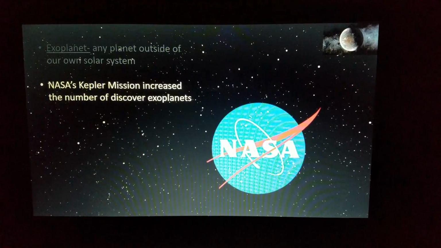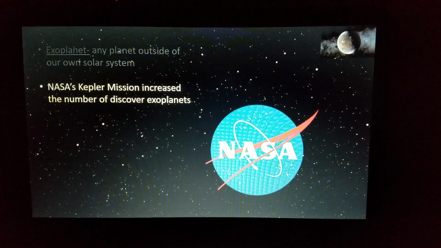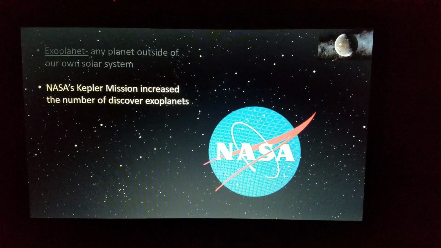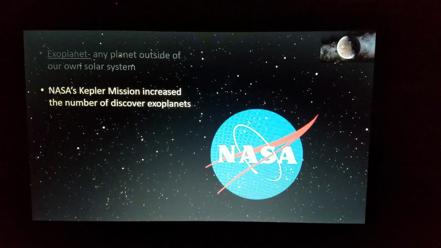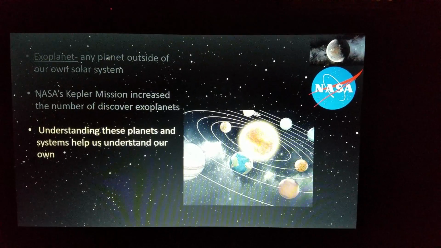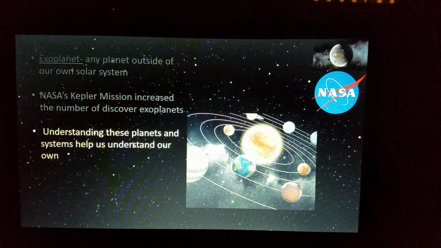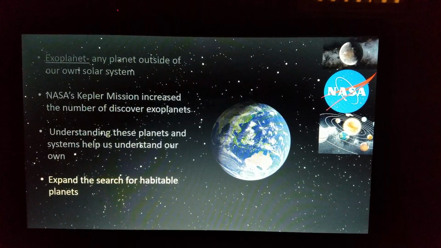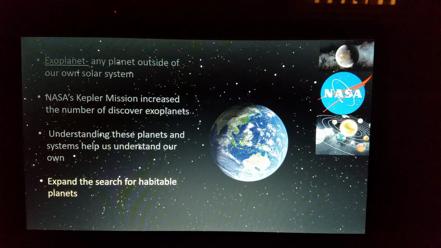This data comes mainly from NASA's Kepler mission using the Space Telescope, and has increased the number of exoplanet discoveries so we can do a project like this. The purpose of this project is to help us understand these planets, which would thus help understand our own planets and solar system, and to expand the search for other habitable planets similar to Earth.